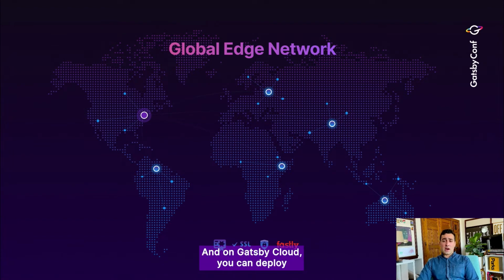And on Gatsby Cloud, you can deploy to our integrated CDN built on top of Fastly, which powers websites like Amazon, BuzzFeed, and Yelp, as well as platforms like GitHub and Pantheon. The underlying CDN infrastructure means that copies of your site are instantly distributed around the globe, reducing latency to your visitors. And you can rest assured that the battle-tested infrastructure means you won't have to worry about any downtime.